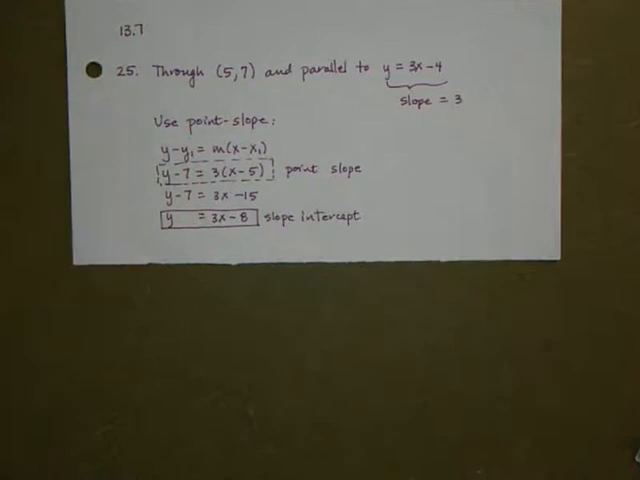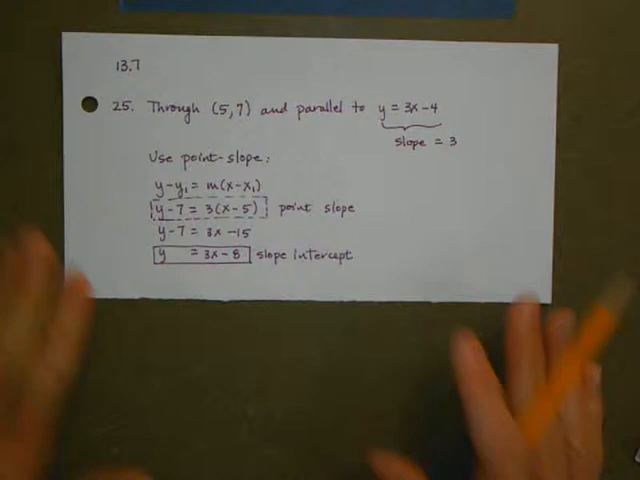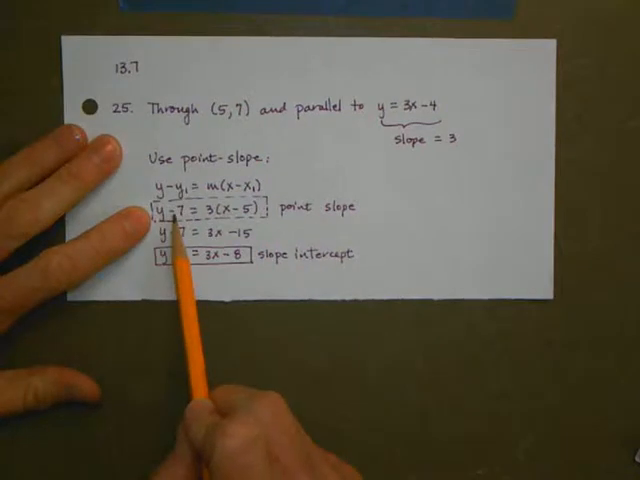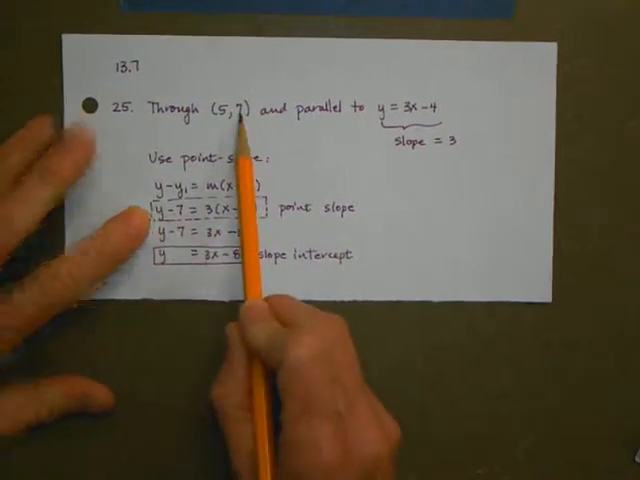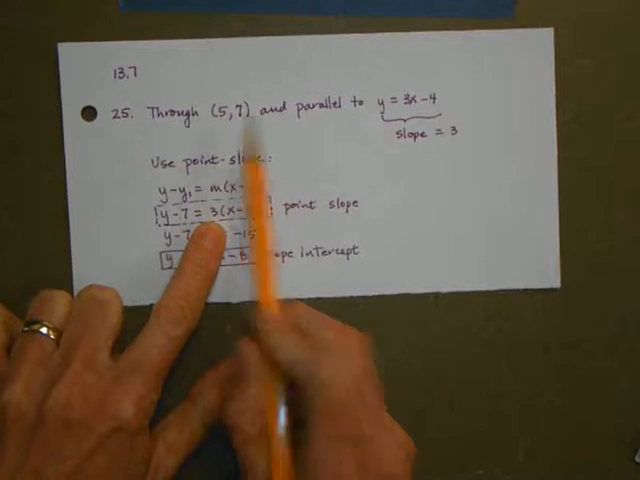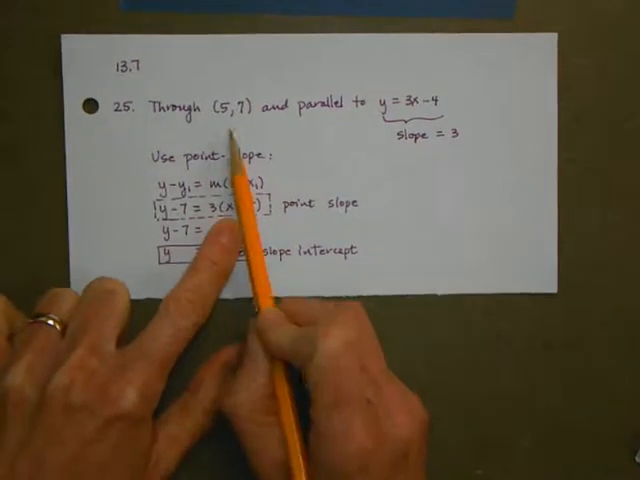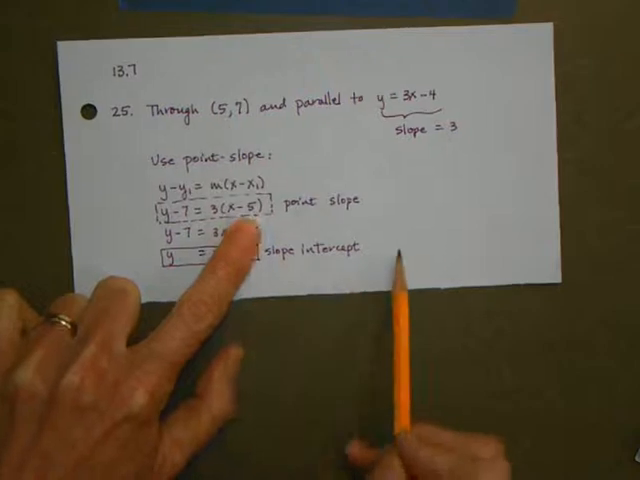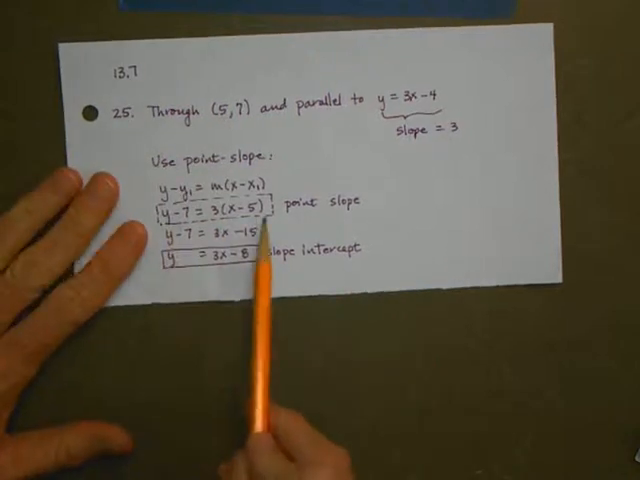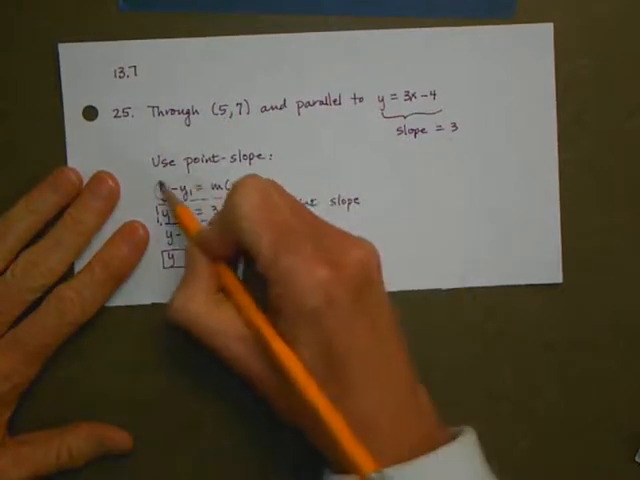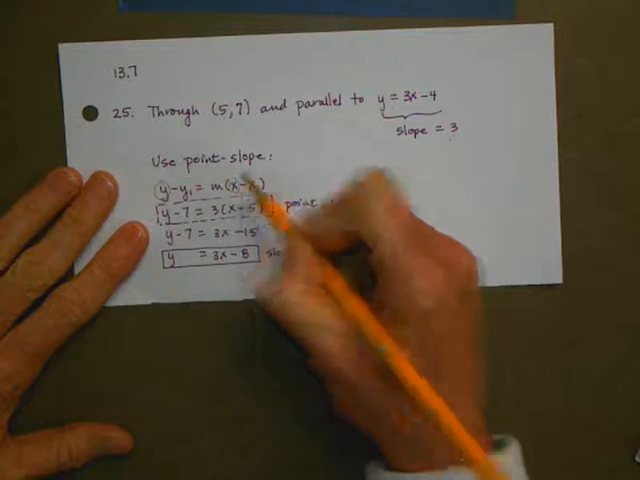All right, now we have a point 5, 7, and we have a slope of 3. And we can use the point slope form. Y minus y1, that's 7, equals the slope m, which is 3, times x minus x1, which is 5. So this is the equation in point slope form. Remember, you always leave these guys alone. Leave the straight up y's and x's alone.